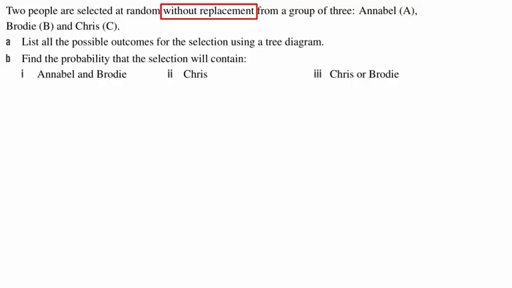So usually when someone says they're choosing two people, they do mean this case. They mean two different people. They don't mean just choose Chris and then choose Chris again. That would be quite an unusual way of talking.